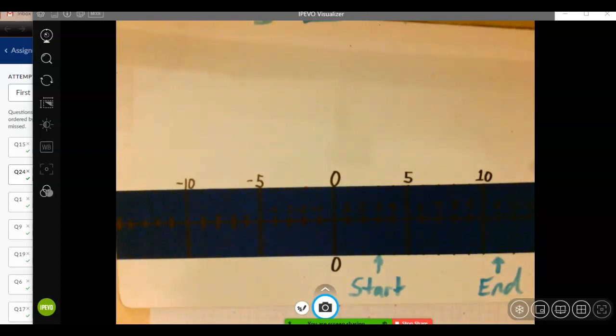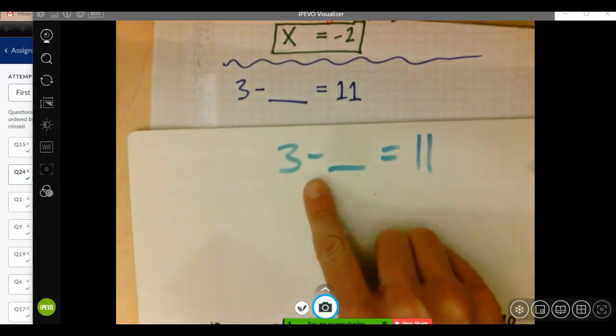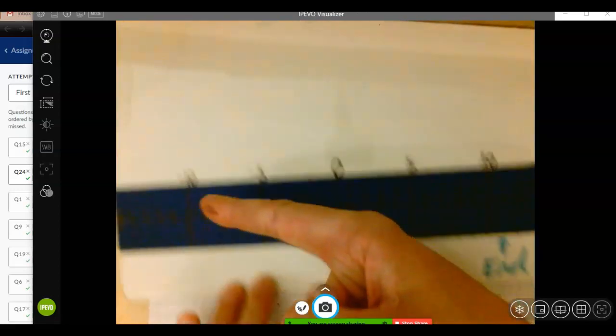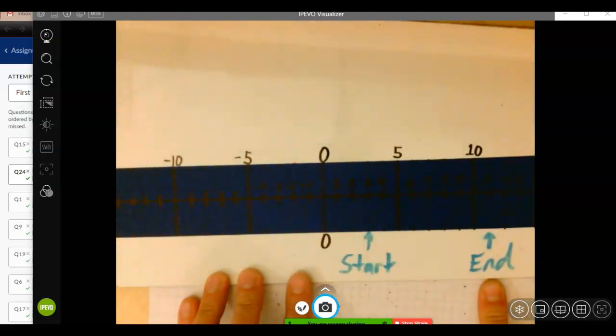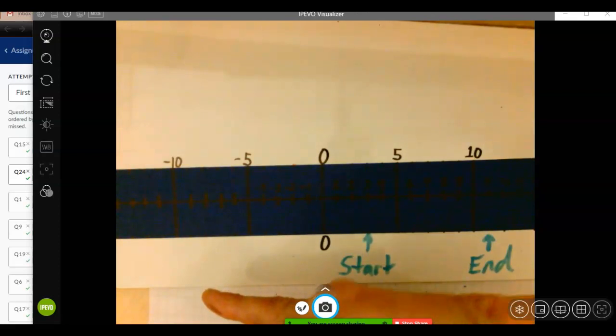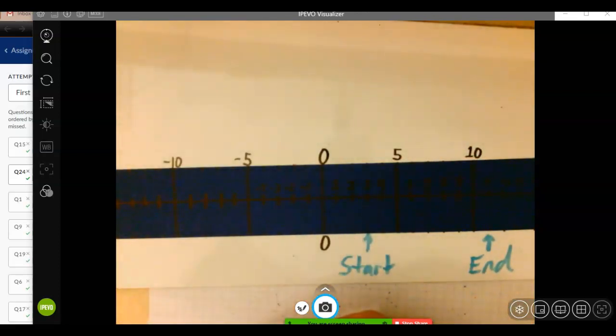So here's my big question, guys. Can I start here, subtract, like go left, and end up at 11? I think this is why this problem was so hard. Can I go left and end up over there? Somebody jump in and tell me what you think I need to do. Raise your hand or just unmute. Clark, you're the first to unmute.